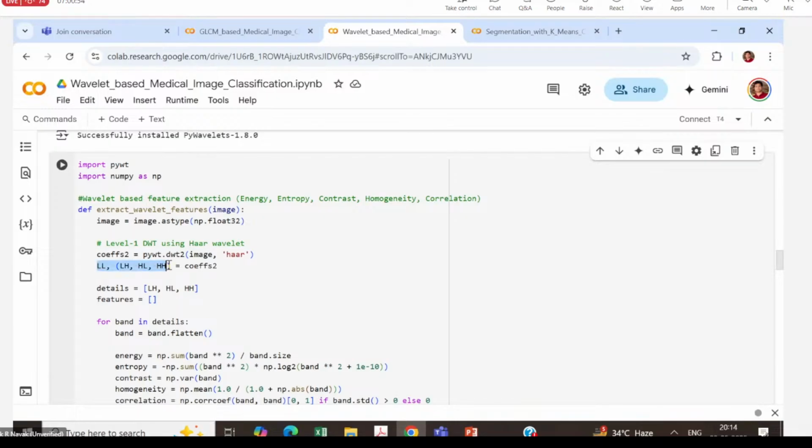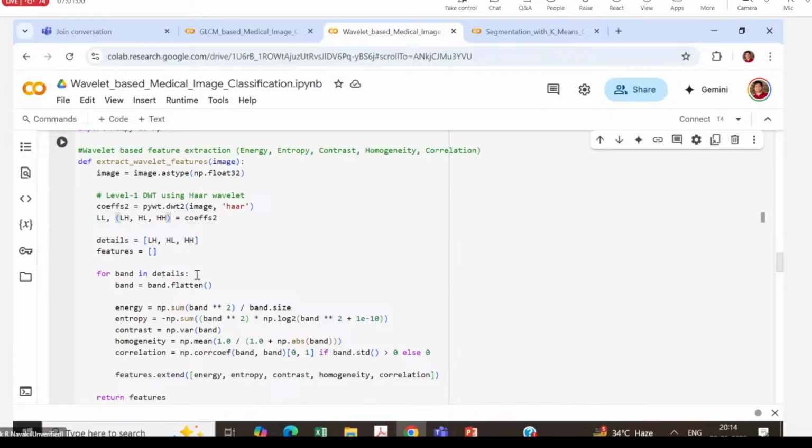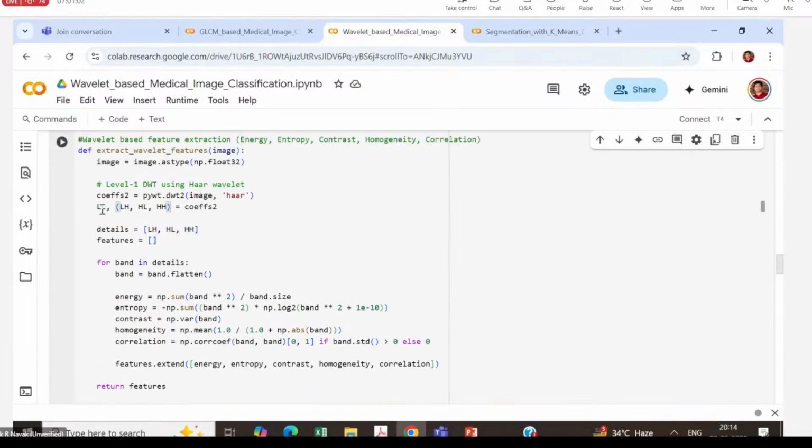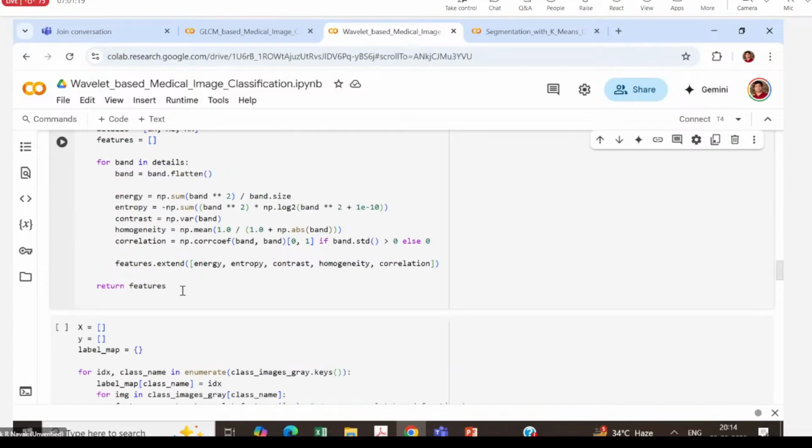So ultimately what we have got: previously we were getting only one matrix, the GLCM matrix, and from that we were getting the numerical features. What we did basically is, instead of taking those GLCM features, we first decomposed the image using a two-dimensional wavelet, and we got 4 different subbands. From these subbands we are getting numerical features. For every subband we are getting numerical features, and then we are applying those features to the classifier.